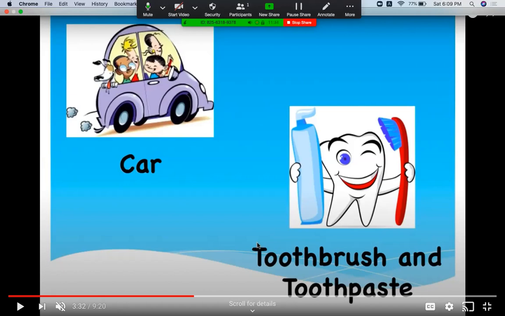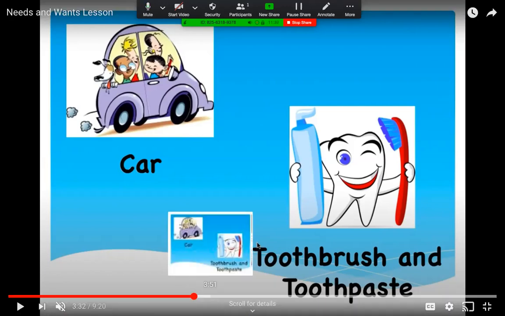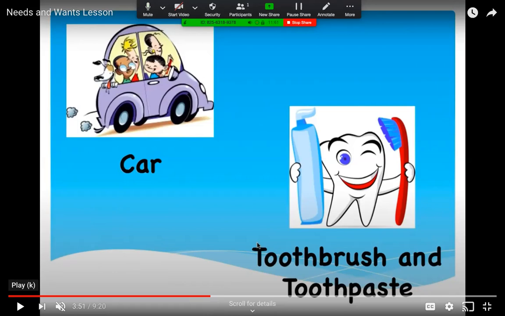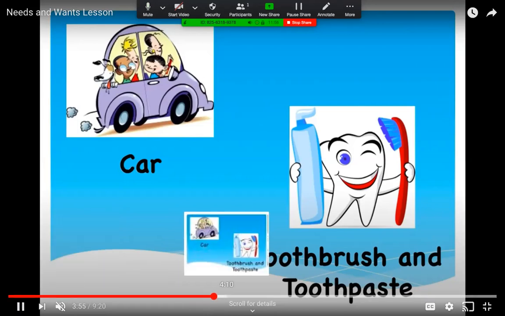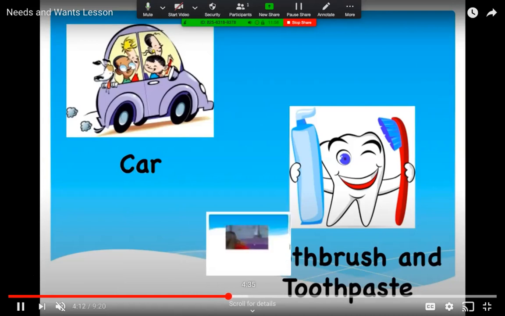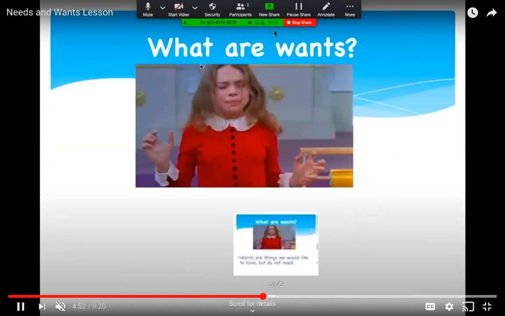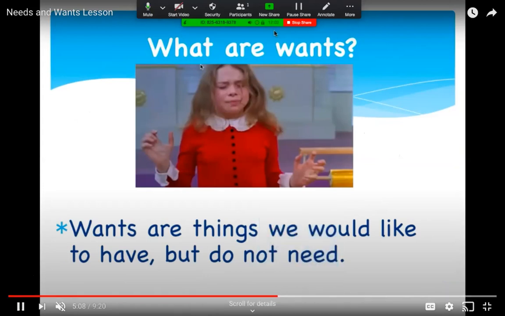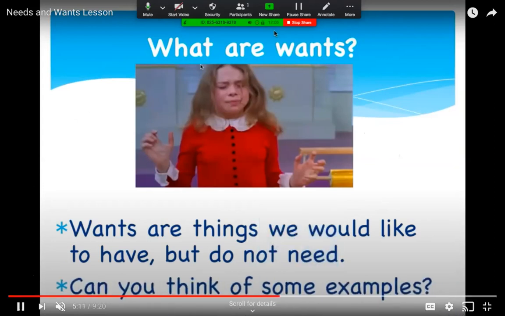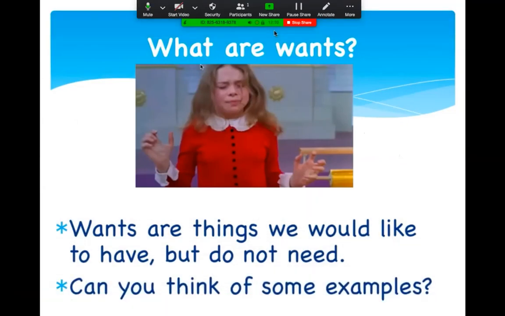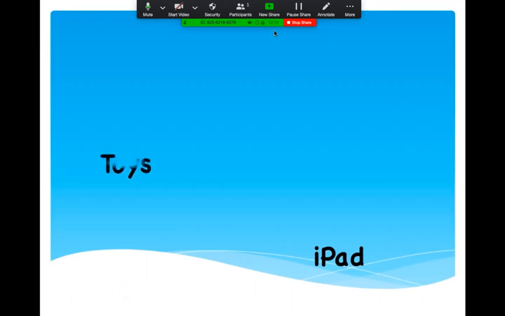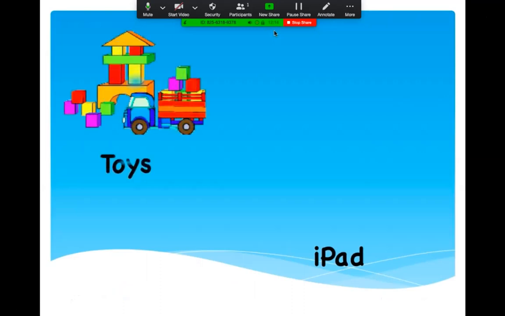What are some things that you would want? Can you think of something? What about your wants? Wants are things we would like to have but do not need. So wants we would like, we prefer having, maybe we can ask our parents to have, but they are not a need. We can still survive without them.